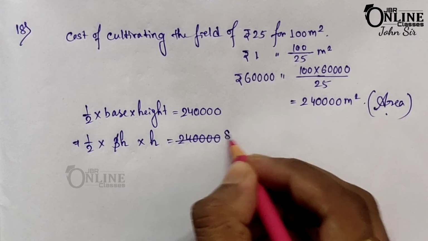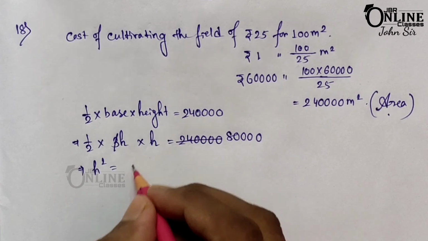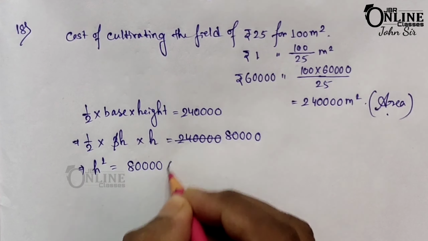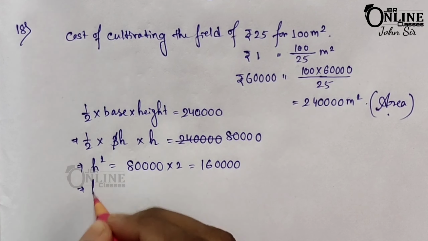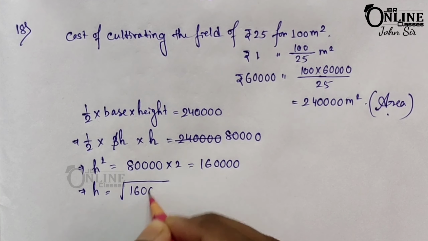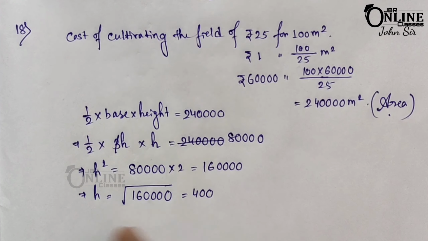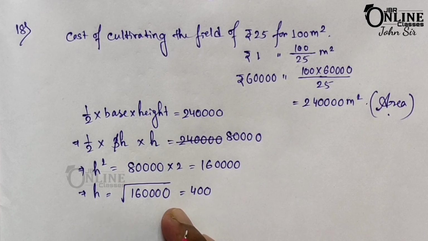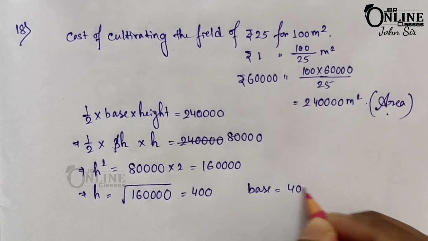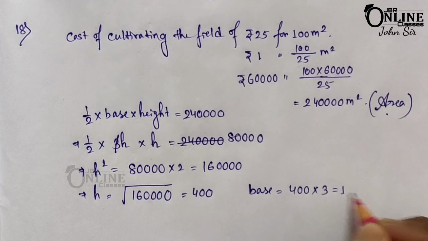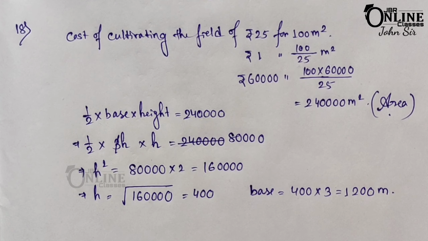3 cancels out with this one, 4 zeros. So here h square equals 16 into 2, that means 16 and 4 zeros. So h equals root over this one, so it will be 400. Okay, that means here height equals 400. So base equals 3 times the height, so 400 into 3, and that equals 1200 meter.